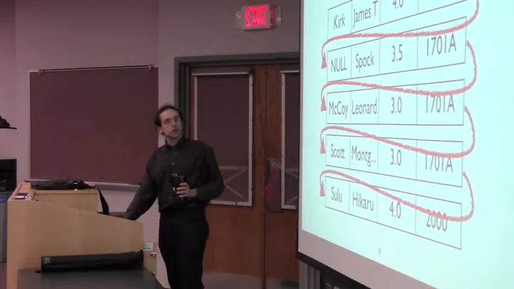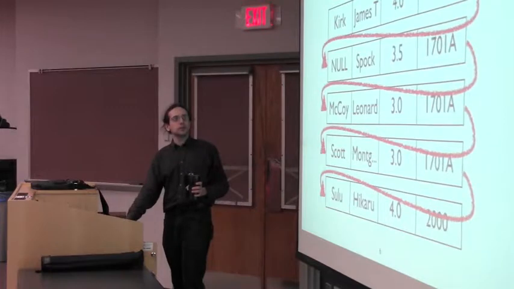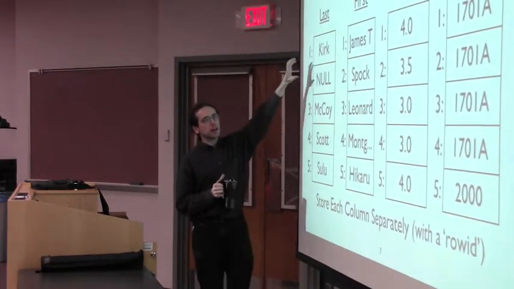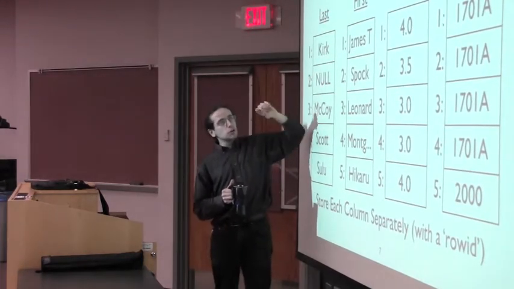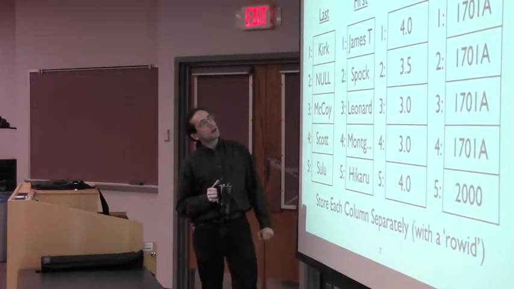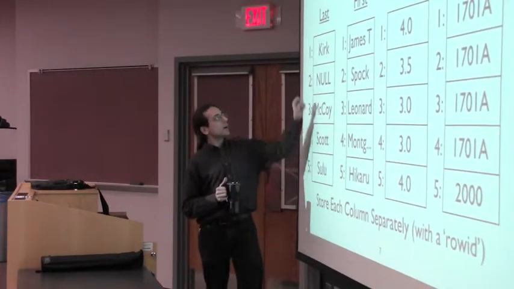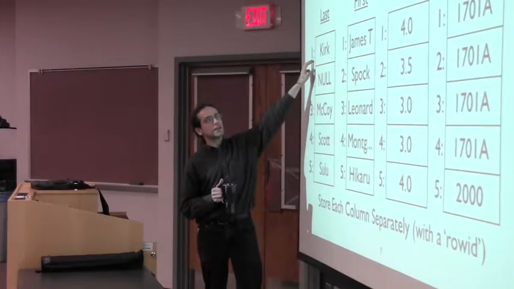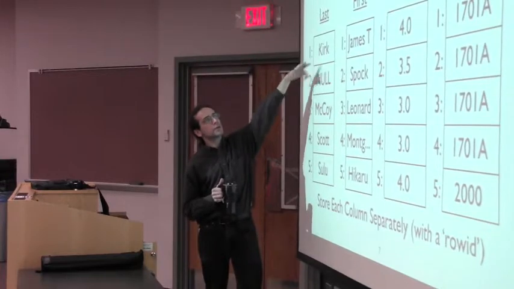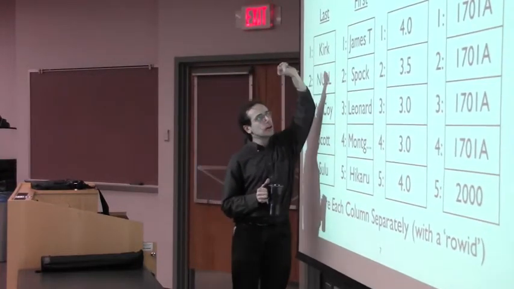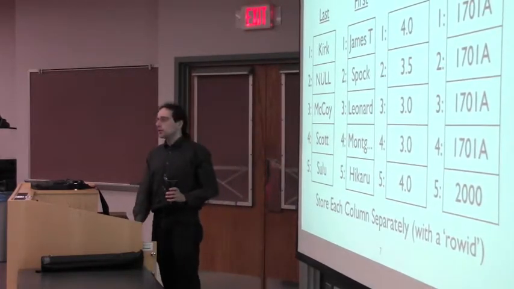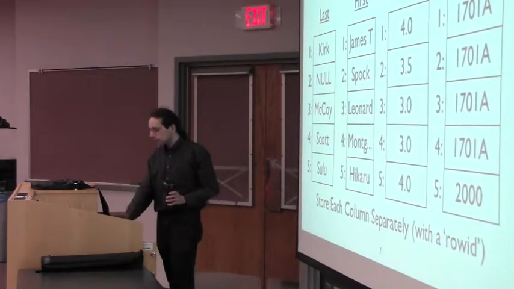So the idea of a column store is sort of to rotate the partitioning here. Rather than storing every single tuple altogether, you split each column and store the entire column together. Now, in this particular representation, each row is identified by a particular identifier. So row ID 1 corresponds to James T. Kirk, and the particular fields of that are going to be stored in this columnar fashion.